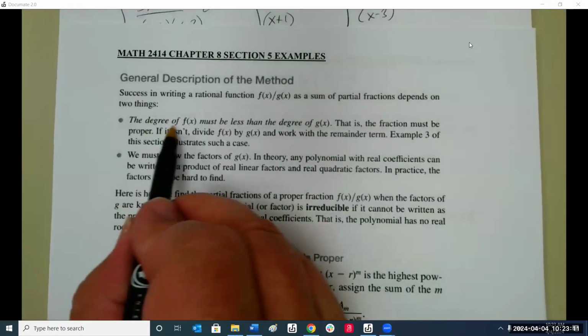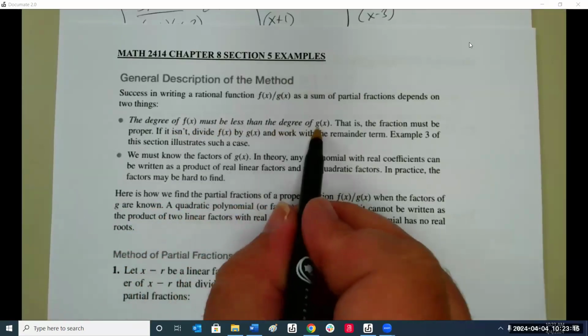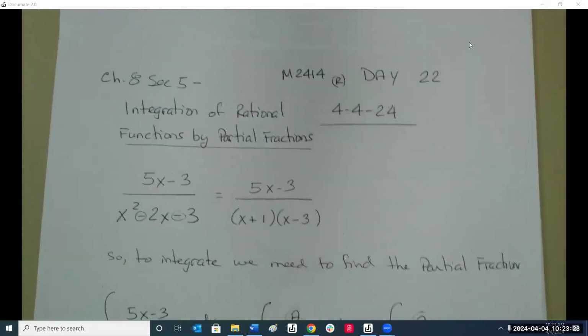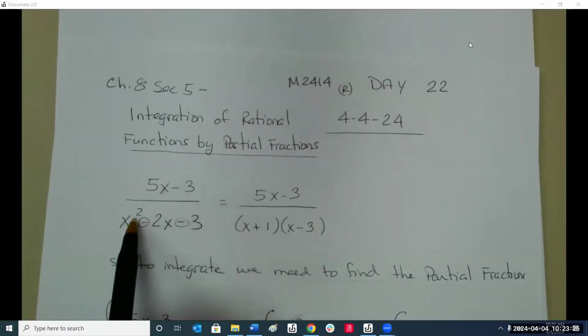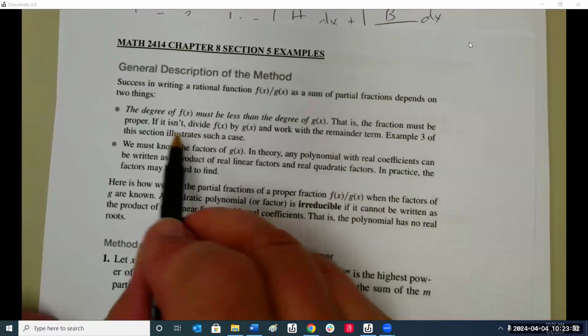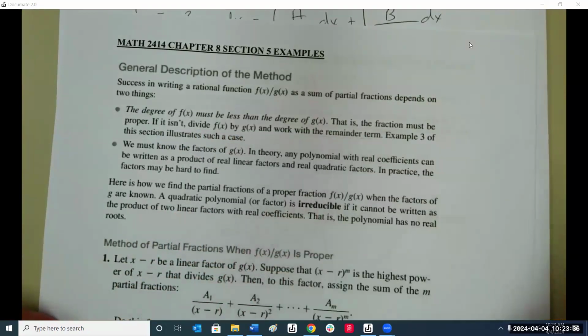First one, the degree of f of x must be less than the degree of g of x. The degree here is 1, the degree is 2. So that one, we know it's going to work there. If it isn't, then do long division and only work with the remainder.